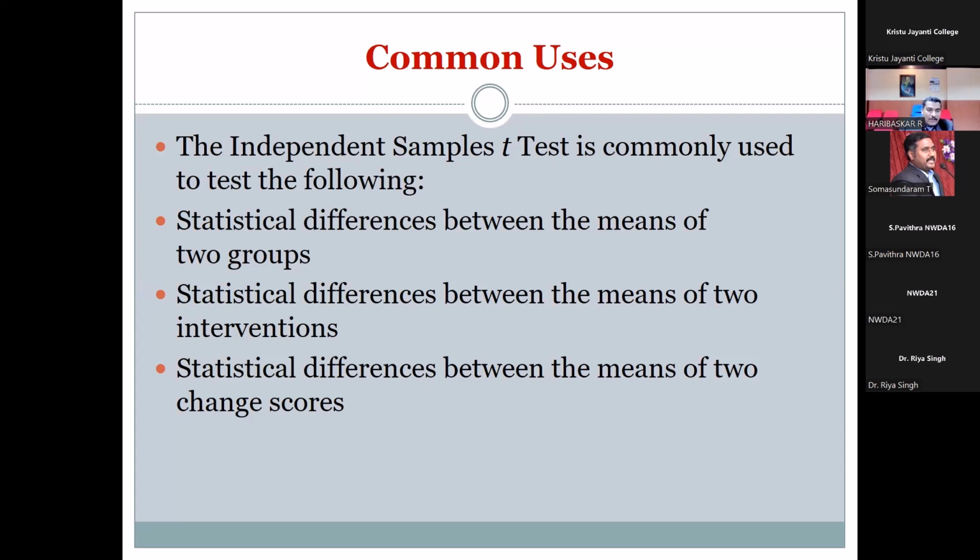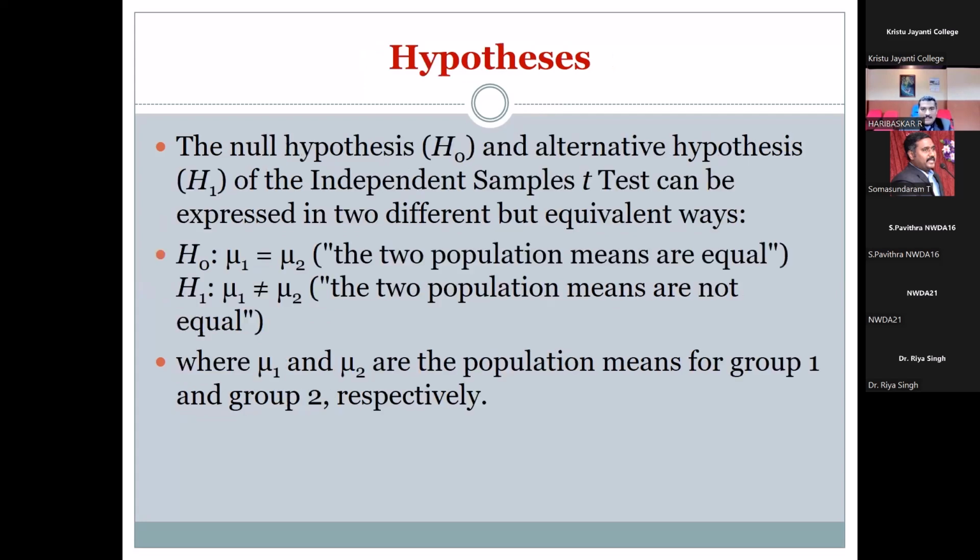then we can change the style of training. So like that, we are able to take interpretation and make use of the data analysis, and we can make some changes in the pattern of training which we are giving. So these are the common uses of the independent sample t-test.